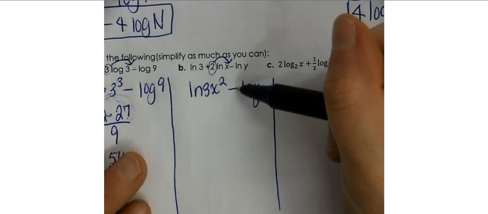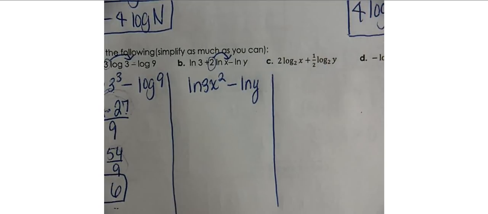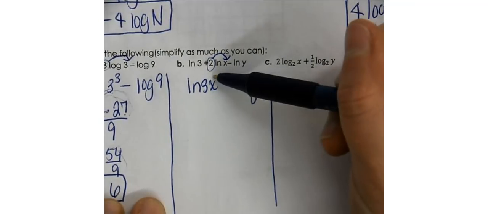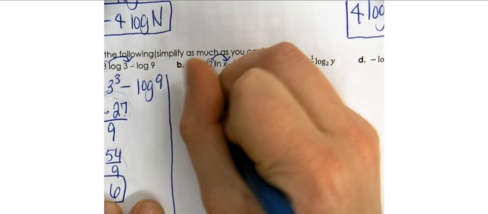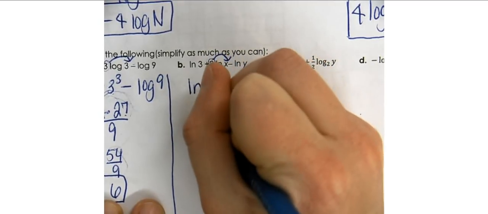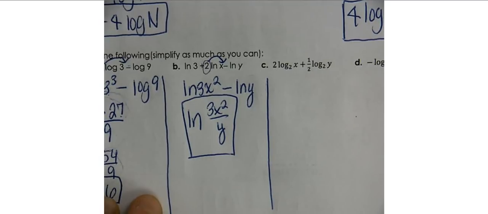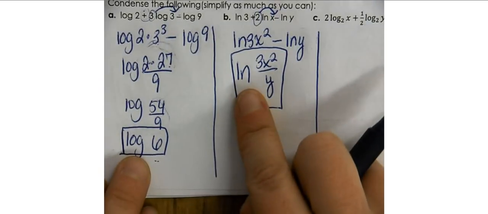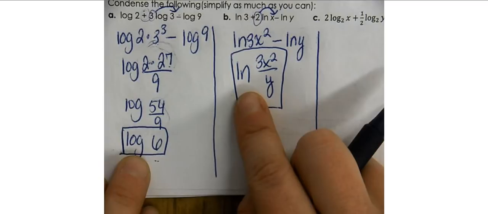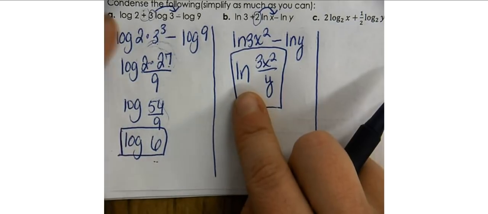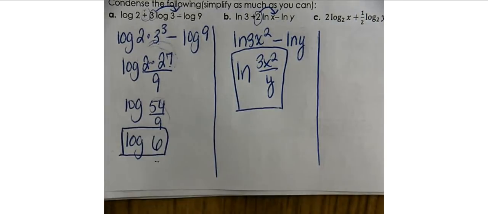Because we're expanding using subtraction, that means that we divide 3x squared and y. So this is going to be the natural log of 3x squared divided by y. And there is nothing further for you to do. This is simply your answer. Your goal whenever you write a condensed form of a logarithm is to have just one log. If you have multiple logs, you did not get it correct. You did not do the process correctly. Your goal is to condense it down to one log.